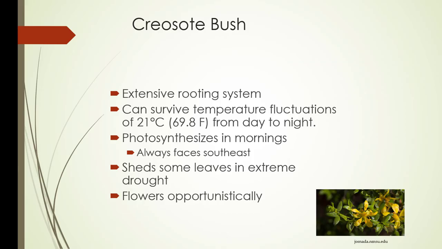So creosote bush has an extensive rooting system. It can survive temperature fluctuations of almost 70 degrees Fahrenheit from day to night. It photosynthesizes in the mornings. It always faces southeast, and it sheds some of its leaves in extreme drought and only flowers opportunistically. So it takes a lot of energy to do so, and the pollinators have to be in the area for them to actually flower.